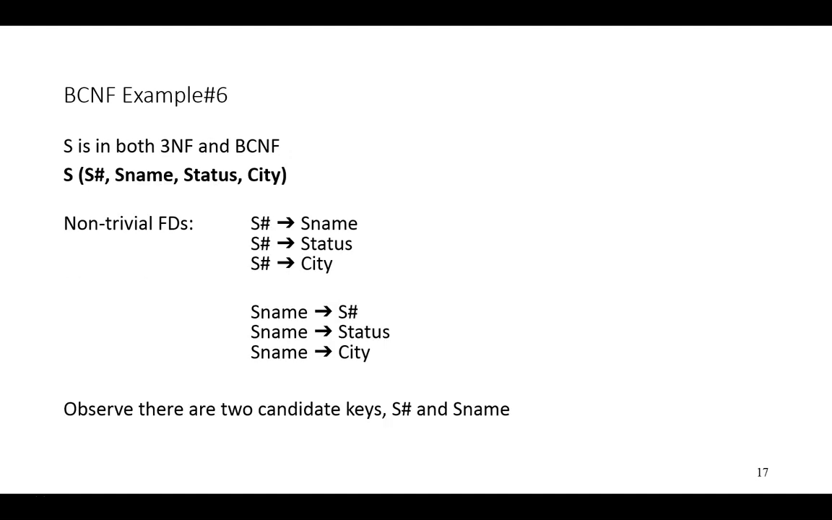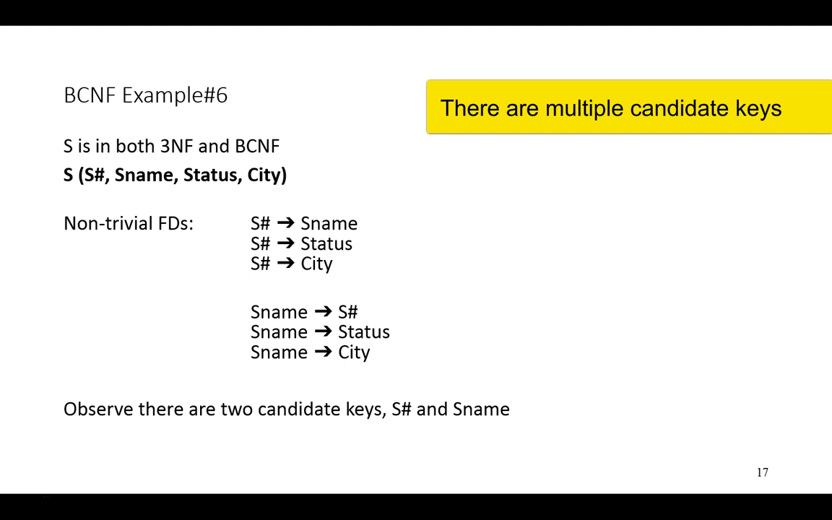Another example where both third normal form and Boyce-Codd normal form are satisfied. The relation or table named S consists of the attributes S number, S name, status, and city. The functional dependencies are S number determines the name, it also determines the status, it also determines the city. This qualifies as a candidate key because it determines all of the remaining attributes.